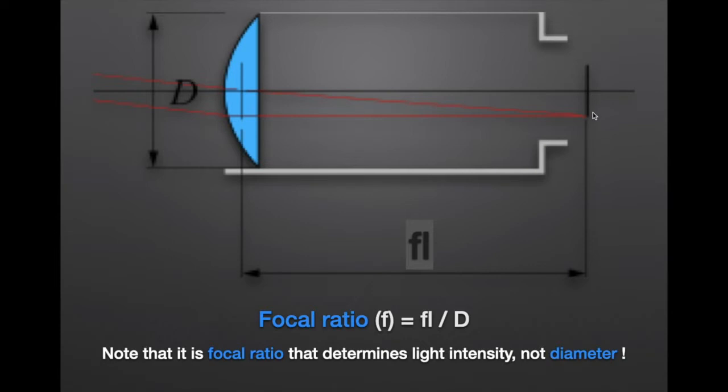So in fact, your iPhone has a focal ratio of about 2.2, so it's actually a fast lens. And because its diameter and its focal length are both very small, that gives you a focal ratio of 2.2, which is a fast lens.